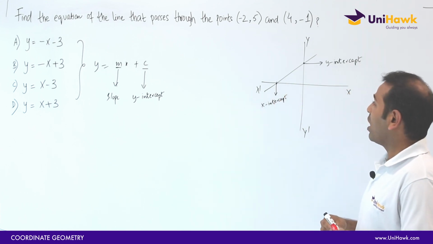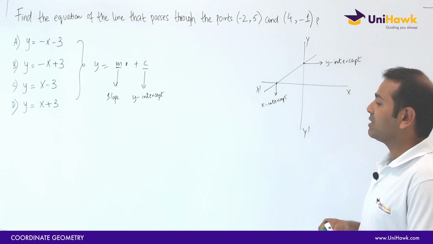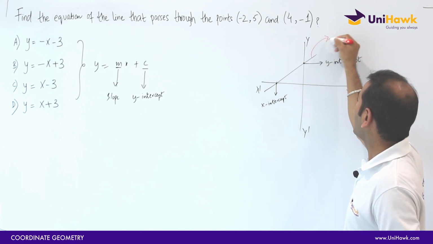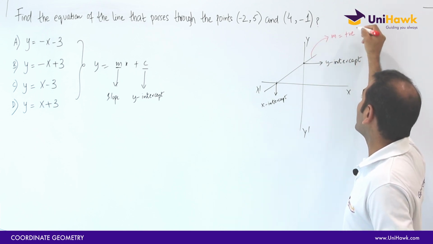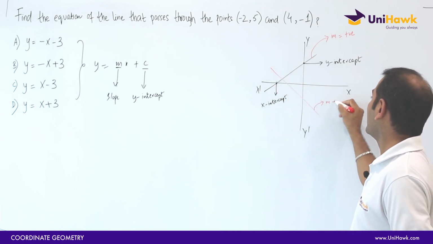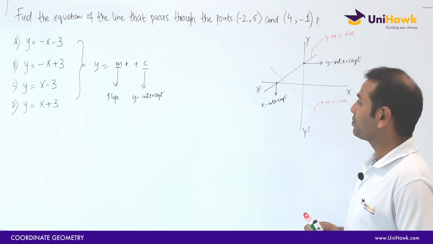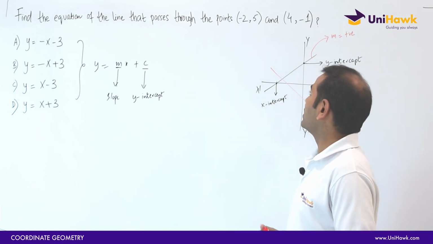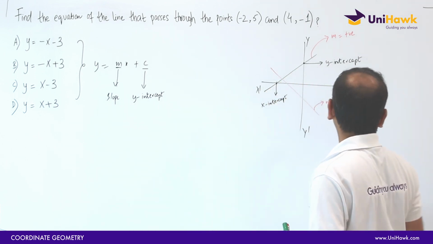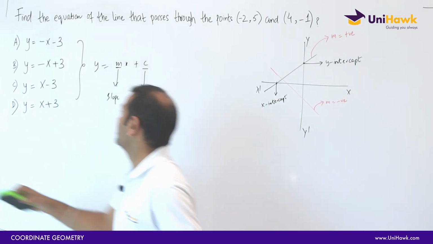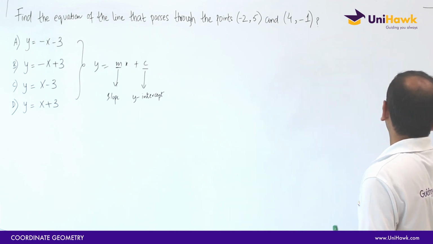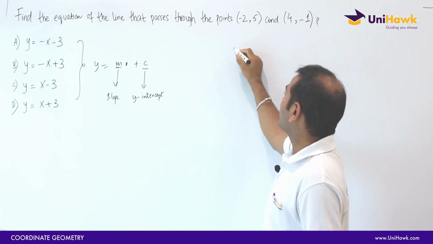Now we need to know one more thing, that is, if the line is increasing from left to right, if the line is ascending, then this line will have positive slope. Slope will be positive. Let's say if the line is something like this, then this line will have negative slope, right? Cool. Now how do you find this? First of all, we need to find the slope, right? So let's see how to find the slope.